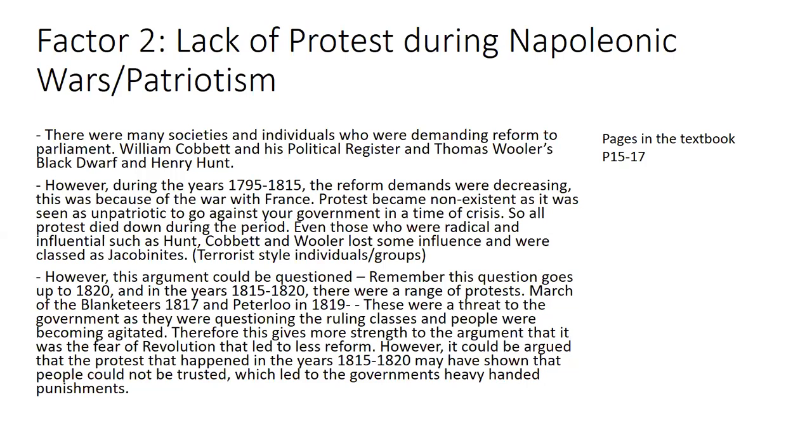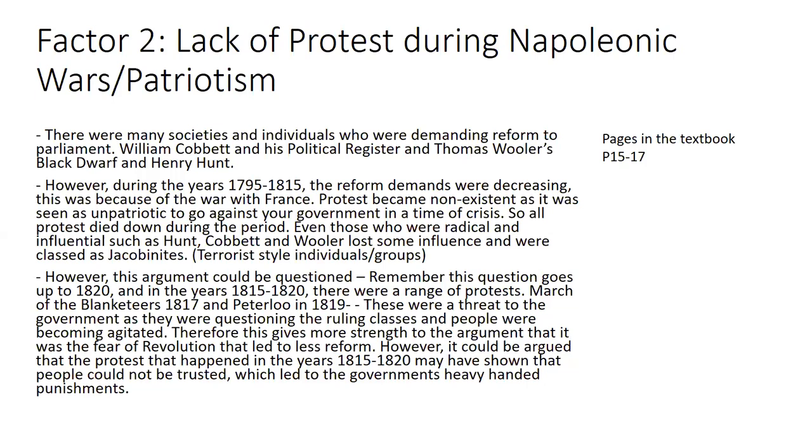So it does give more strength to the argument that it was this fear of revolution that led to less reform. But it could be argued that the protests that happened in the years 1815 to 1820 may have shown that people couldn't be trusted, which led to the government being very heavy-handed and not introducing reform. So you could say that the people sort of shot themselves in the foot. There's this argument in this course that actually the more respectful you are towards the government, the more they might listen. And the government didn't like a heavy-handed approach, which led to them not listening.